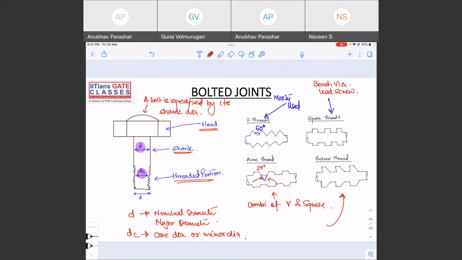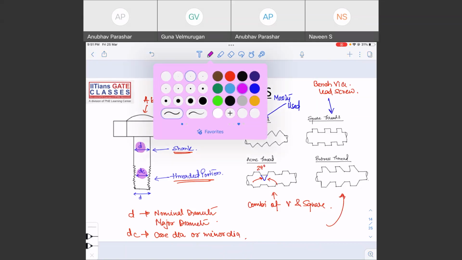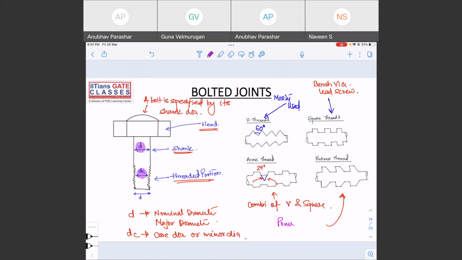Buttress thread is generally used in power screws. It helps in power transmission in one direction and resists the movement in the other direction. For example, the screw jack.